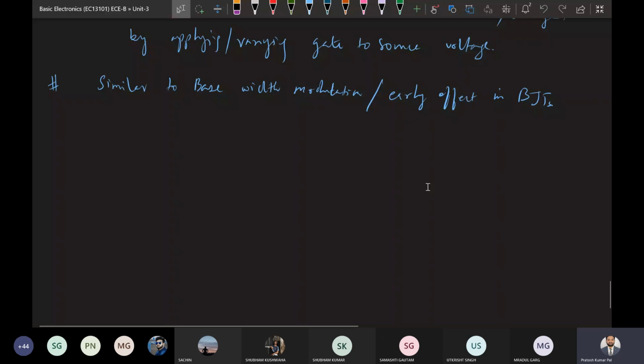Okay, so we will start with the class. In the previous class, we went through the basics of the JFET, the junction field effect transistor, including its construction and working. Next we will see some of the equations and mathematical analysis of the JFET, like how the current is defined in a JFET, and also the different parameters associated with the JFET.